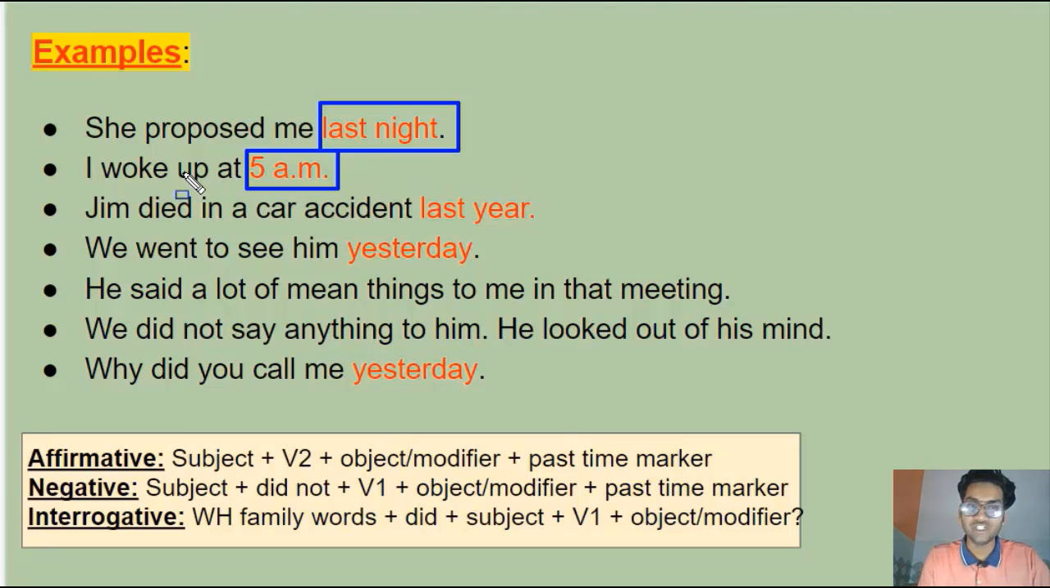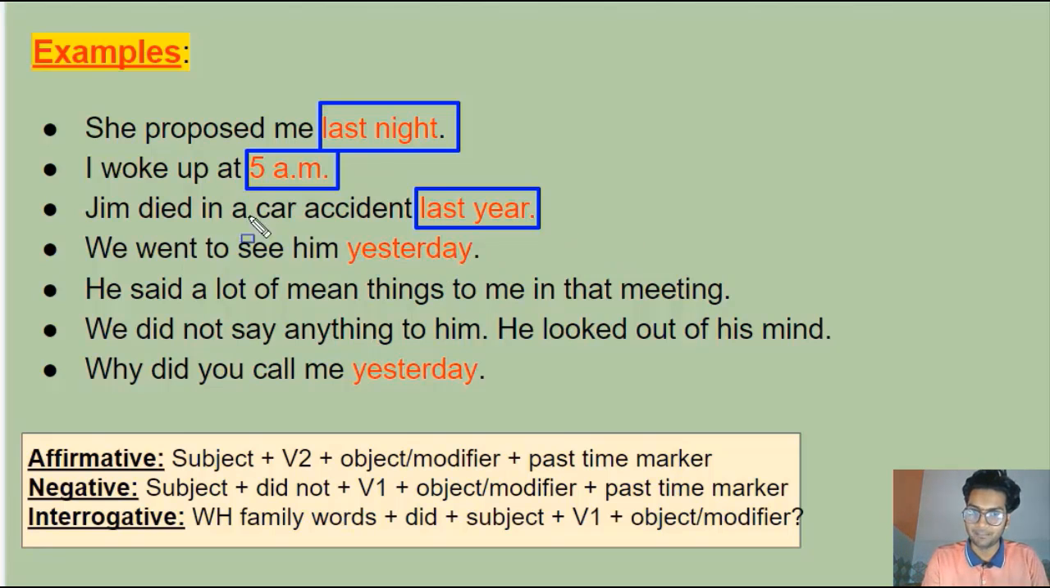I woke up. She woke up. He woke up. You woke up. We woke up. They woke up. Whatever. Jim died, I died, you died, he died. Jim died in a car accident. When did it happen? Last year. Last year is the past time marker. It is talking about the time when this action took place in the past, right? If you already know the time, you just want to know what happened last year, then I'll simply say Jim died in a car accident.